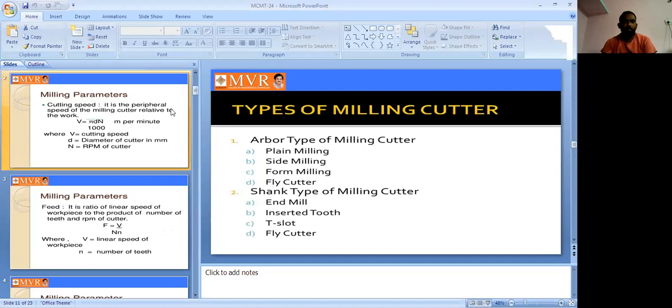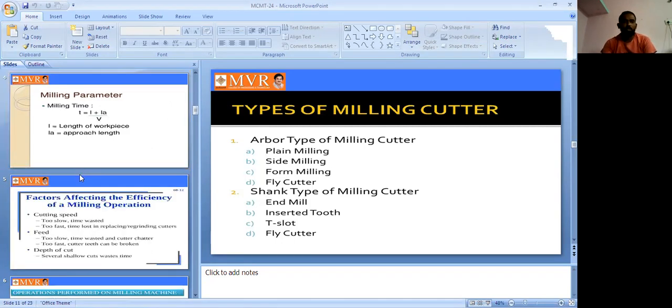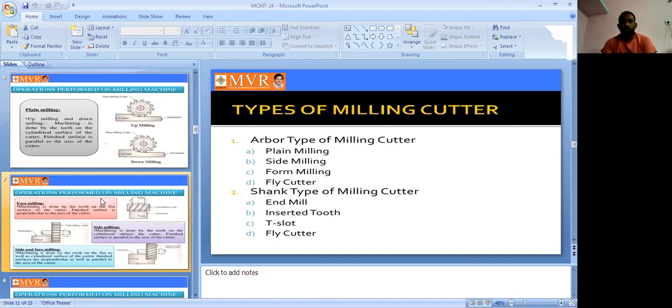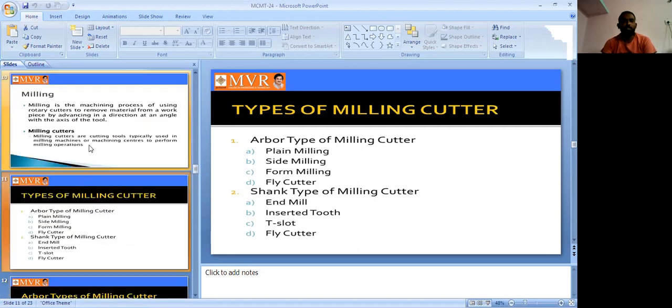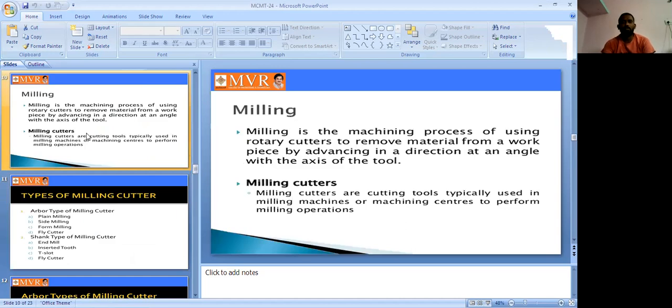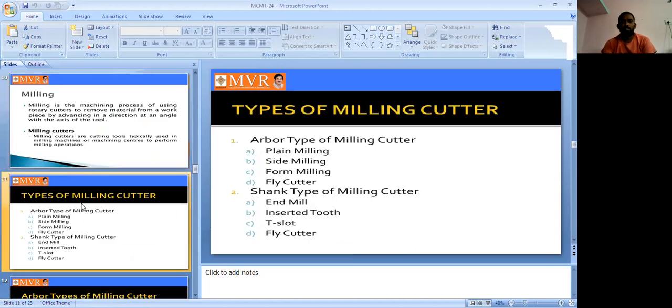What are the different types of milling parameters? In milling parameters, we have cutting speed, feed, and depth of cut. Next, what are the factors affecting the efficiency of the milling operation. Next, we discussed different types of milling operations. Okay, that is our previous lecture. But today onwards we will discuss types of milling cutters.